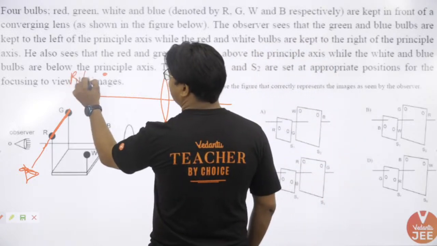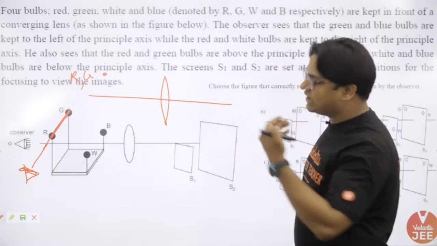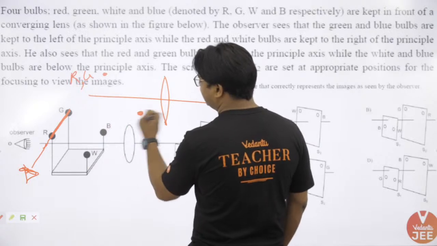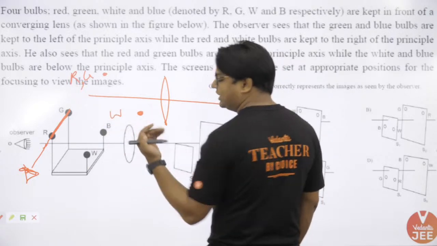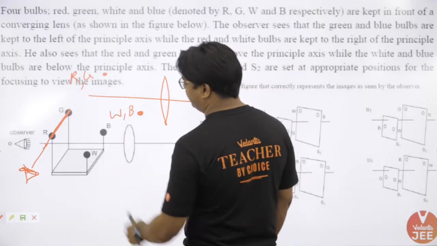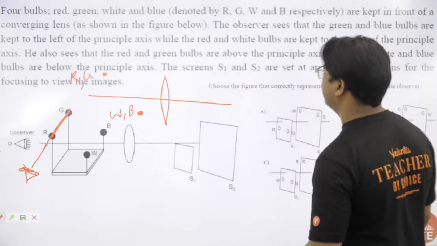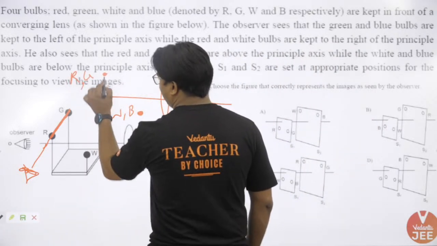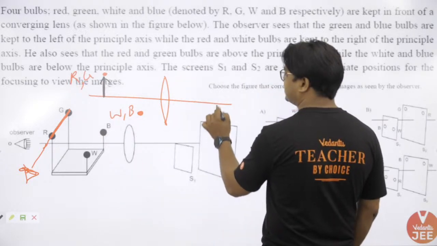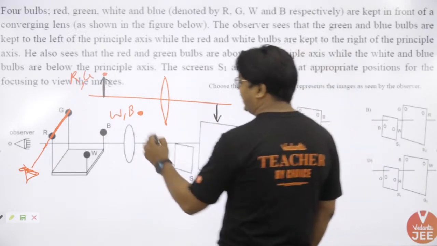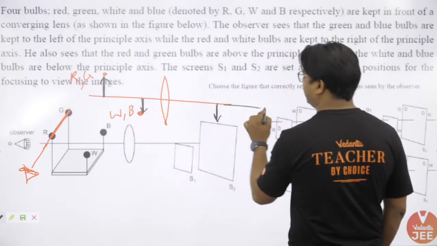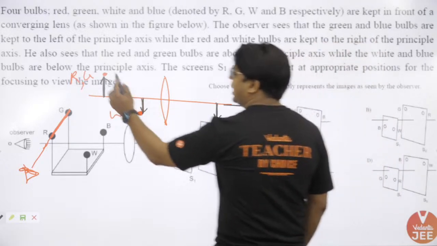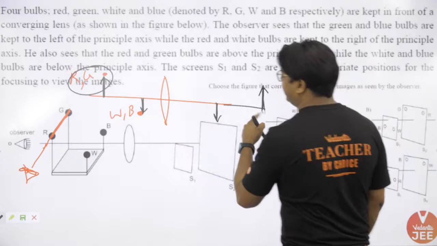I'll write R first and G after that to indicate that R comes first when we are looking from this side. And these 2 balls are below the principal axis. White is closer to us, followed by blue, or whatever the color is given. Now to address this question, you can imagine one object here. The image will be formed somewhere here, inverted like this, and the image of the other object will be inverted like this. So this RG arrow will appear like this, and this WB will appear like this.